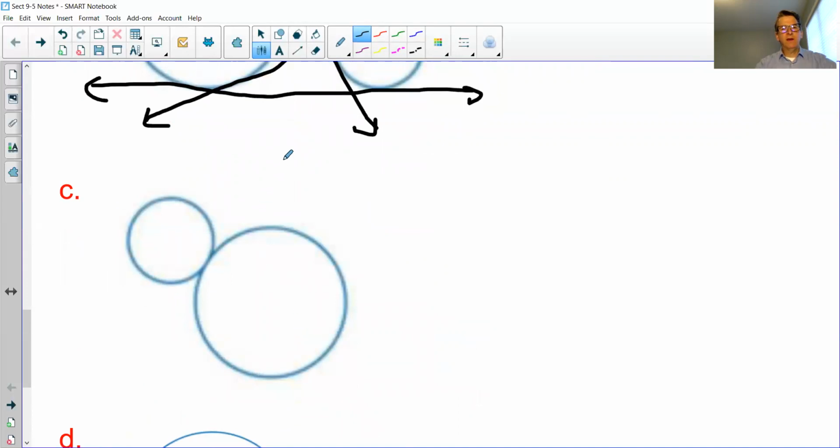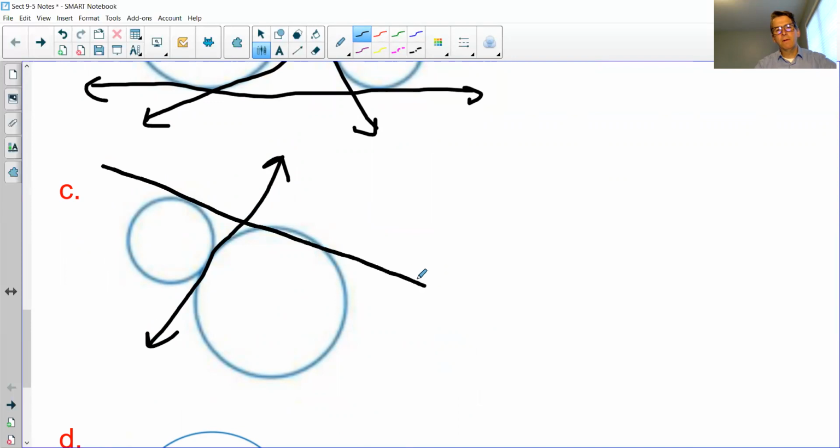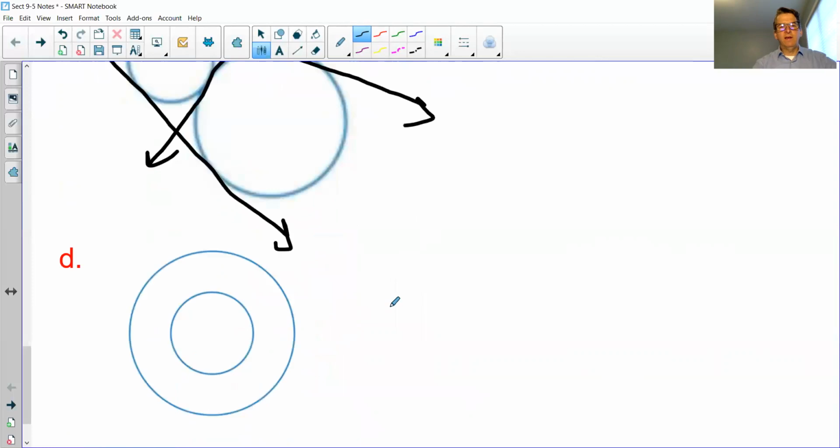Letter C. Okay, we've got ourselves one that runs right through here. Oops, a little bit crooked there. We've got another one that runs on the top. And we've got one here at the bottom. And that would be letter C. Take a look at D. A circle and a circle here. This would be none. None.